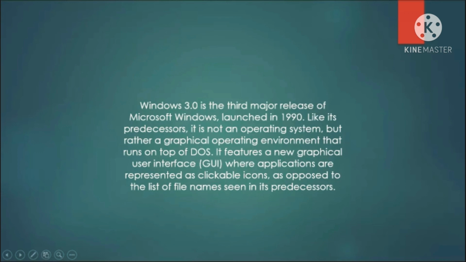Windows 3.0 is the third major release of Microsoft Windows, launched in 1990. Like its predecessor, it's not an operating system, but rather a graphical operating environment that runs on top of MS-DOS. It features a new graphical user interface where applications are represented as clickable icons, as opposed to the list of file names seen in its predecessor.